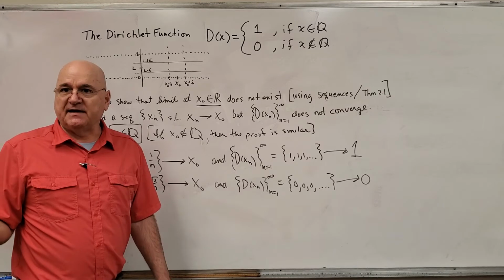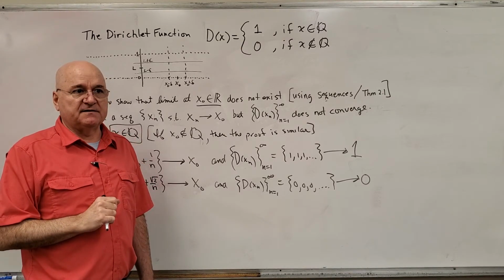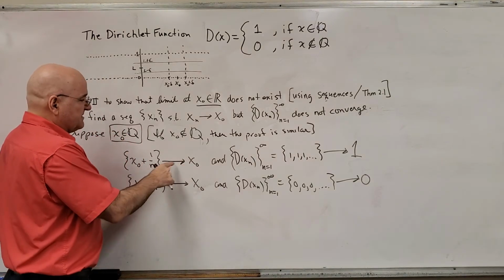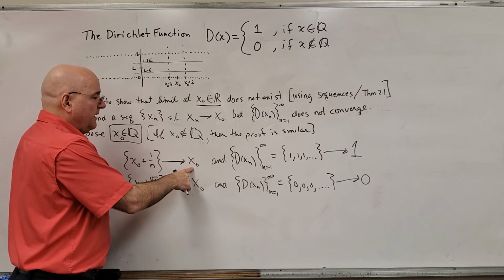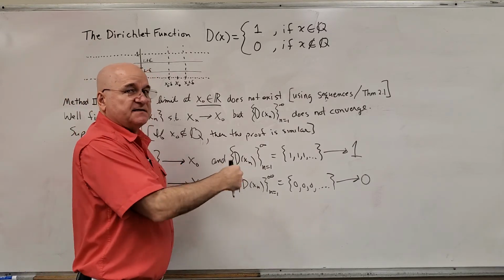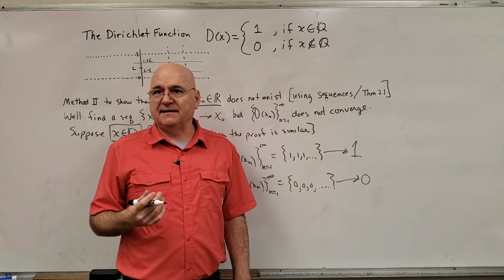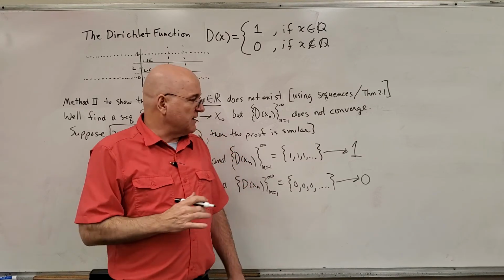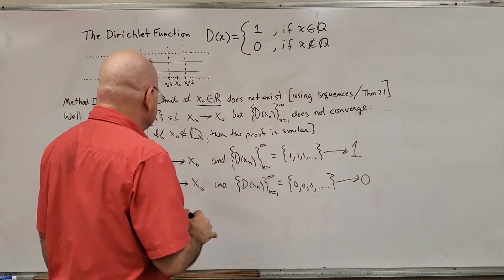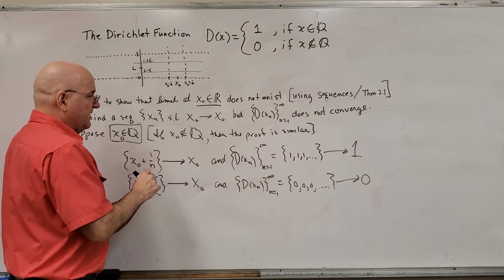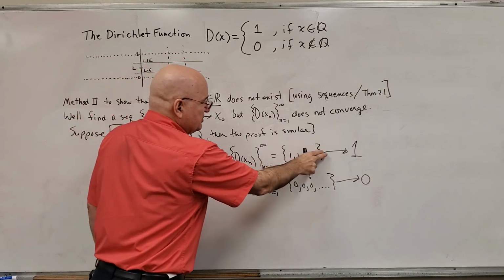And that's enough right there to show that the limit doesn't exist. We found a sequence that converges to x naught, but D of that sequence is not convergent. So by theorem 2.1, the limit does not exist at x naught. So I think I'll stop it this way. We found 2 sequences converging to x naught, and D of those sequences converge to 2 different numbers.